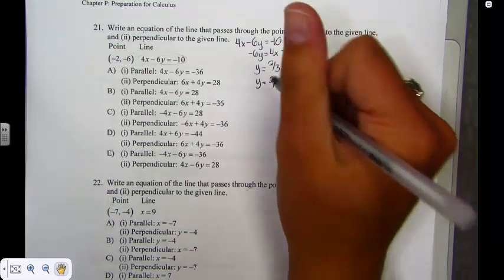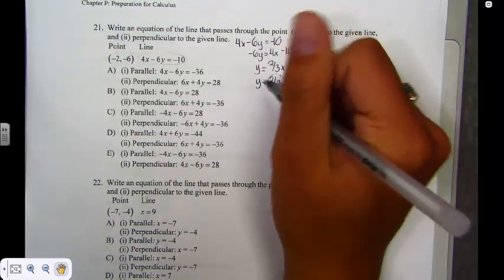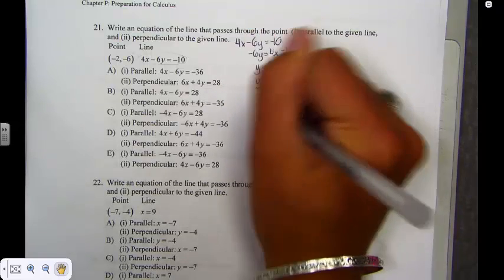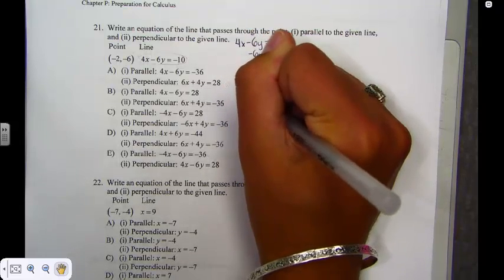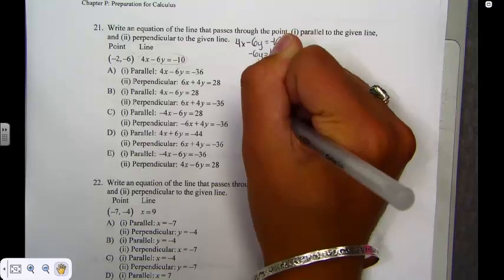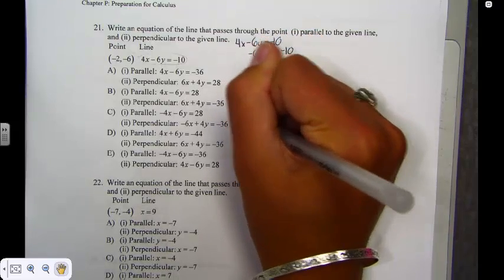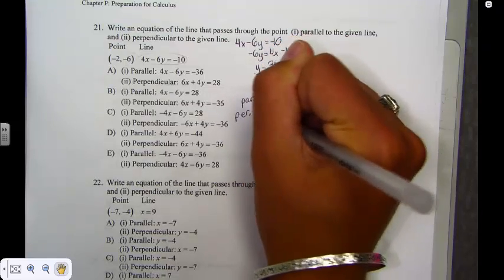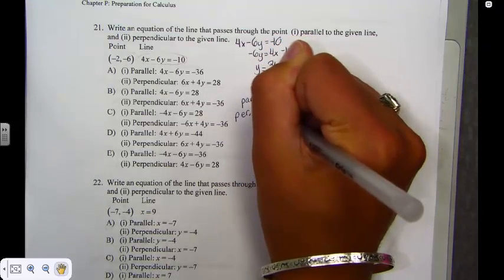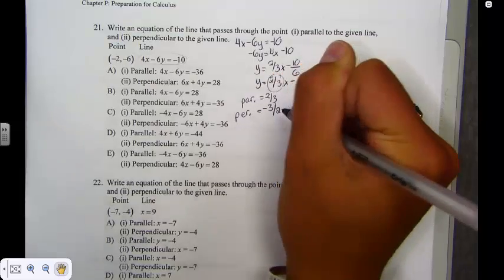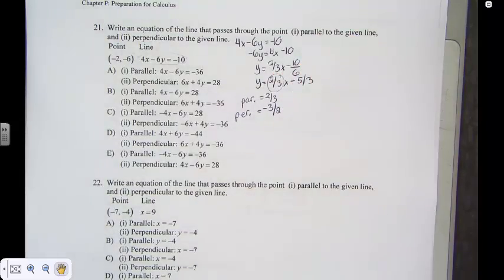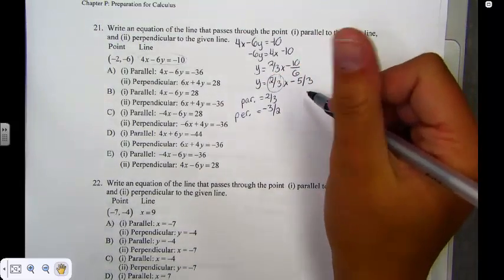So our slope would be 2 over 3 because it's with the x, so that's for our parallel line. And to get the perpendicular one, you have to take the inverse of it, so it'd be negative 3 over 2. Now we need to solve for the b value.